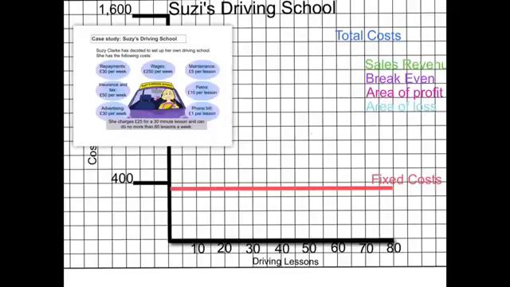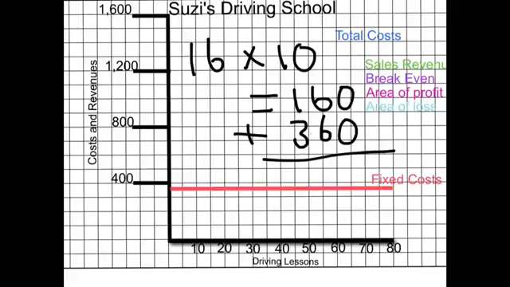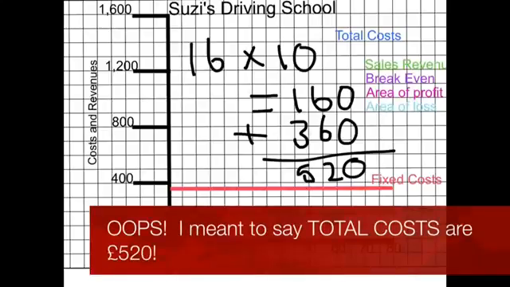We said that for every driving lesson Susie has, it's £16. So £16 multiplied by 10, that's 10 driving lessons, equals £160. That's our variable cost. To find our total cost for 10 lessons, we have to add on our fixed costs, which we already decided were £360. When they're totaled together, that is £520. So the total cost for 10 driving lessons is £520.